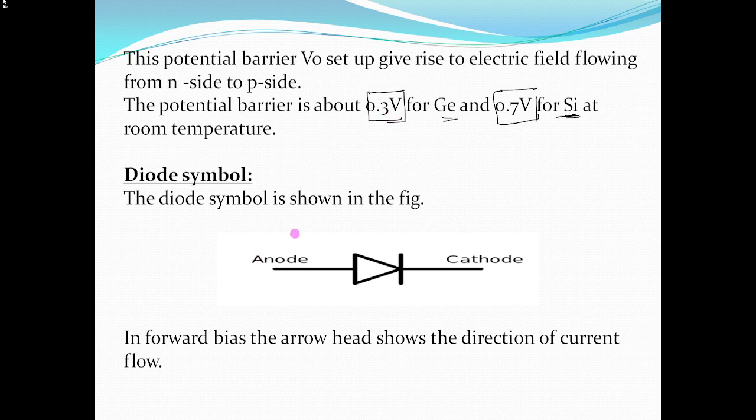Now for the diode symbol, the symbol of the diode is like this. This is the positive terminal, the anode, and this is the negative terminal, the cathode. The direction of the arrow gives the direction of the current. So this is about the PN junction diode.